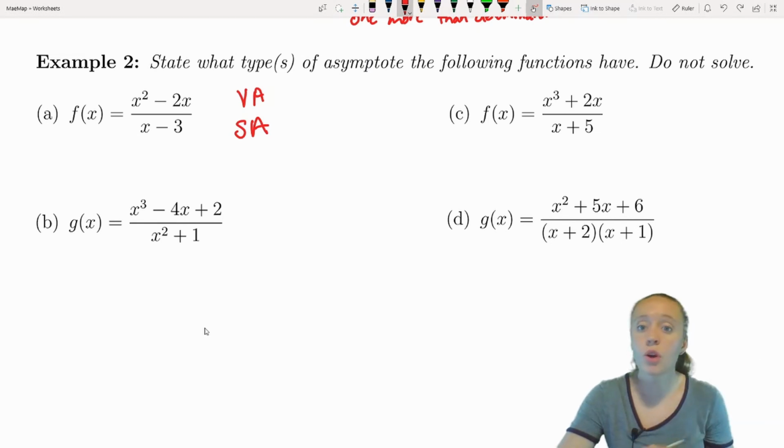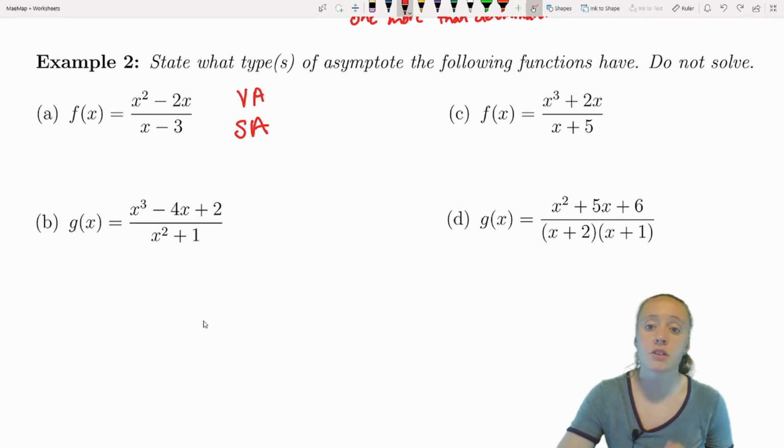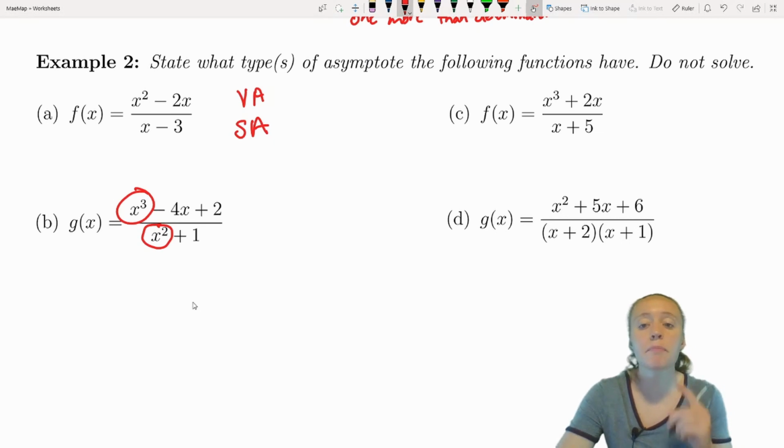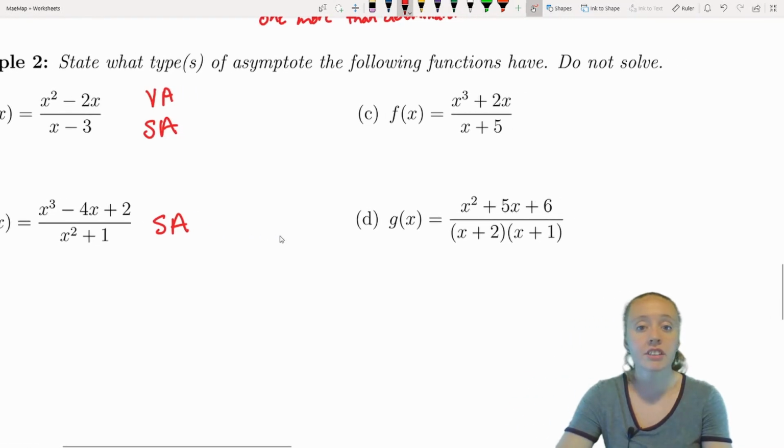So, no vertical asymptote. What about a horizontal asymptote? Well, our numerator has a higher degree than our denominator, so as we go towards either positive or negative infinity, g of x is also going to approach positive or negative infinity. So we don't have a horizontal asymptote. But the degree of the numerator is higher than the degree of the denominator by exactly 1, so here's the case of a slant asymptote. Now let's look at C.